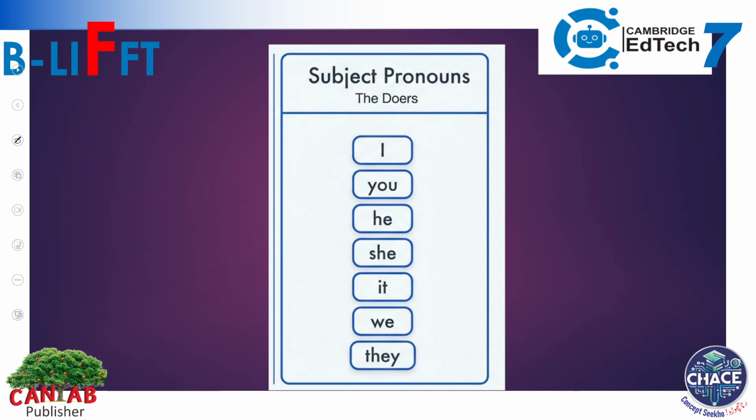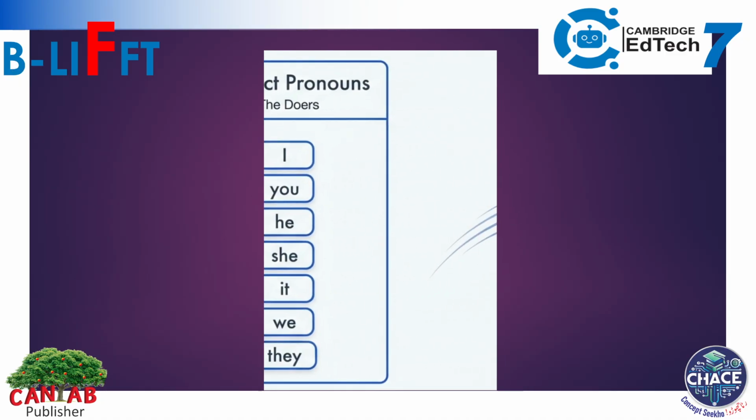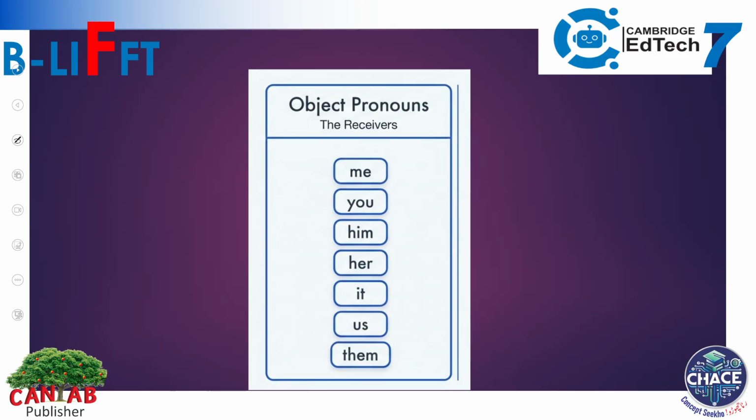For subjective pronoun, the doer, we use I, you, he, she, it, we, they. And we use it in the place of subject. Then we have objective pronoun, which we use in the place of object because it receives the action. And the pronouns are me, you, him, her, it, us, them, etc.